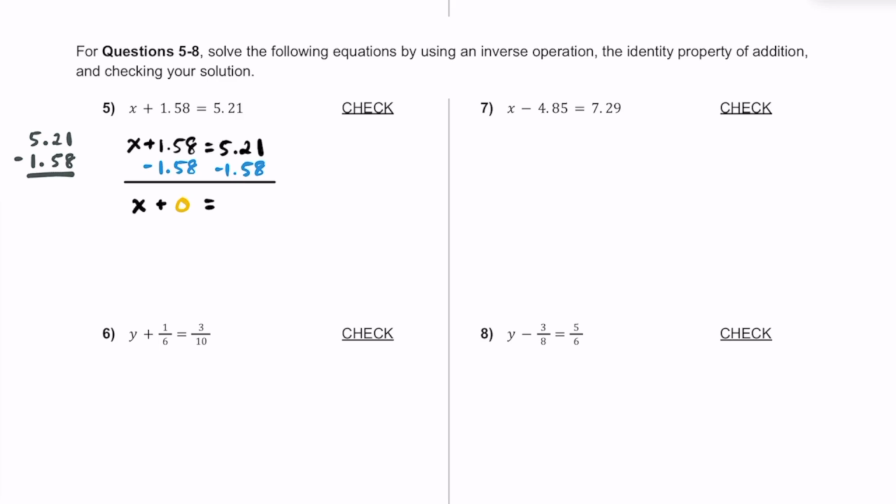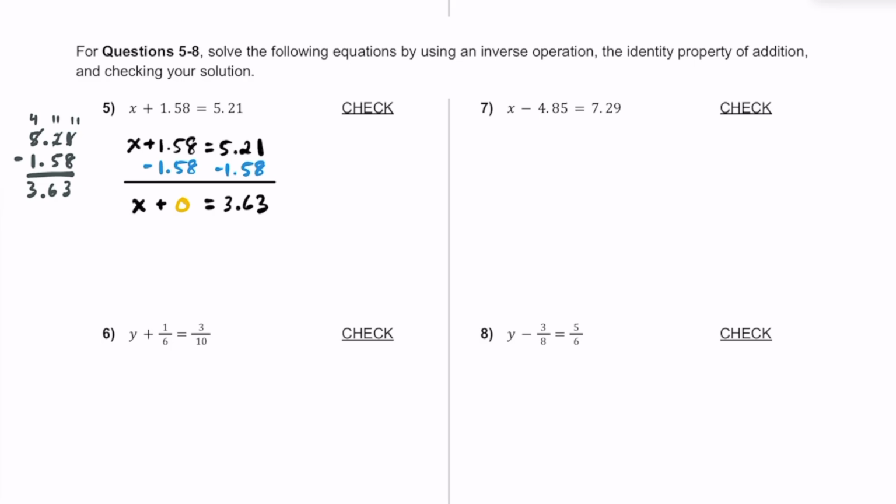So let's see, we're going to borrow from this. It will be a 4. This will become a 12, but then we're going to borrow again, so it's 11. And this will become 11. So 11 minus 8 is 3. 11 minus 5 is 6. 4 minus 1 is going to be 3. So we're looking at 3.63.